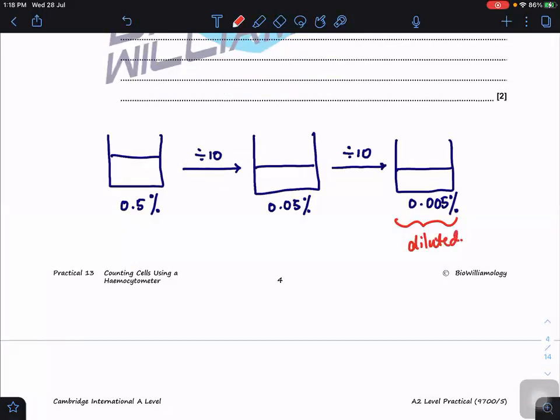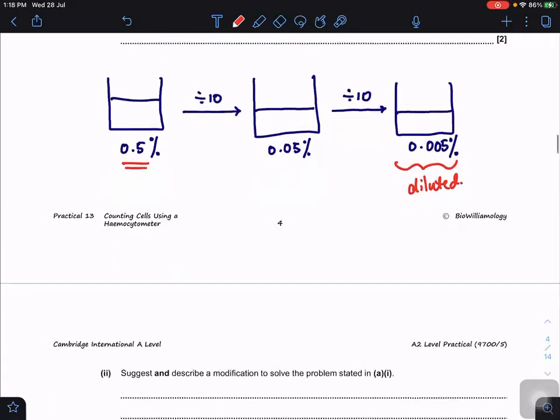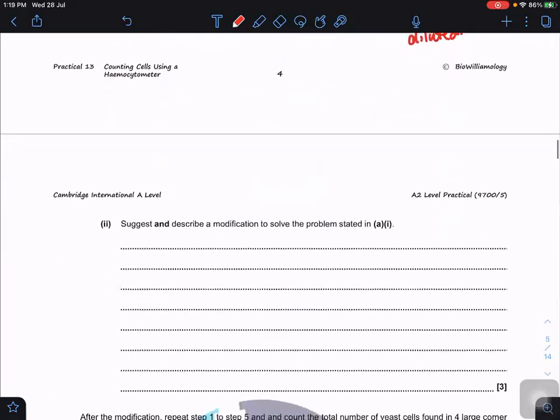When you count a diluted sample, it means that later, if I want to know the original sample, I have to calculate it back. Are you clear? I have to calculate it back. Okay, so suggest and describe a modification to solve the problem.